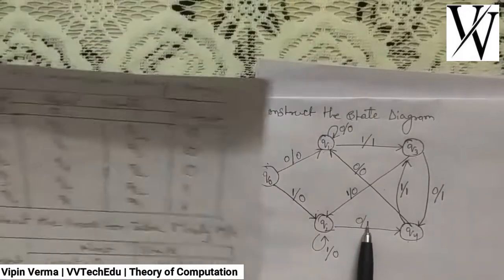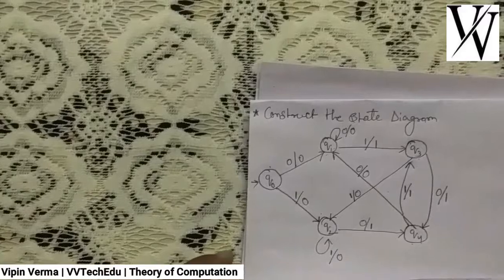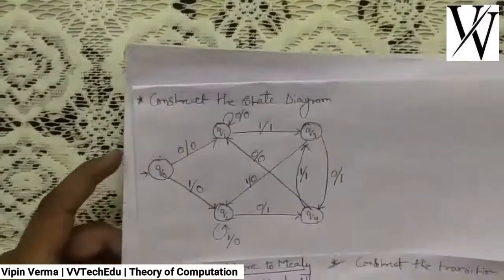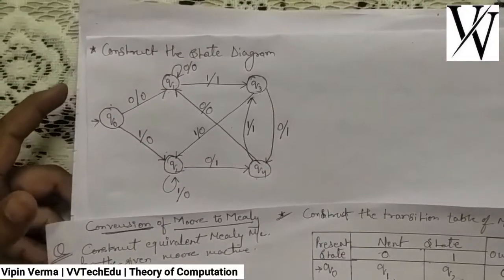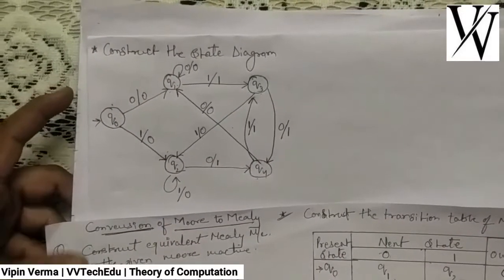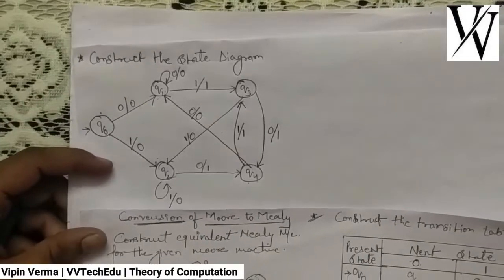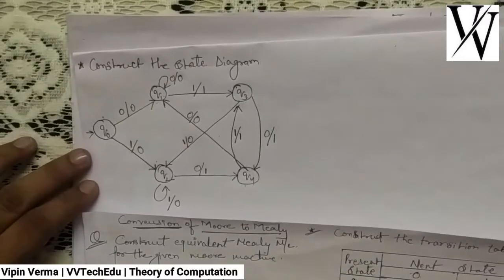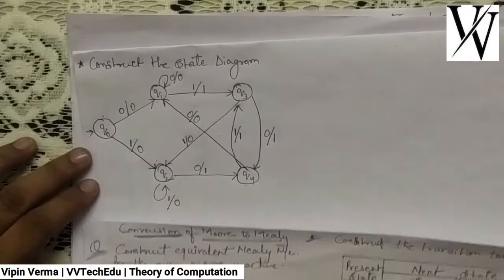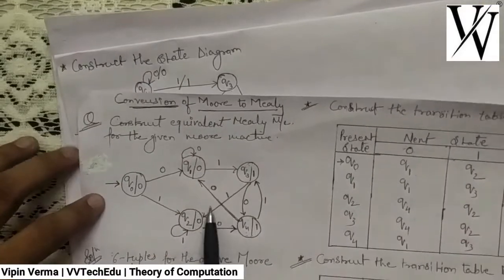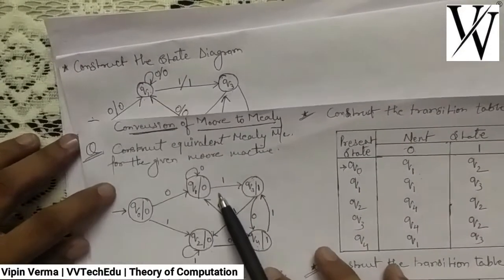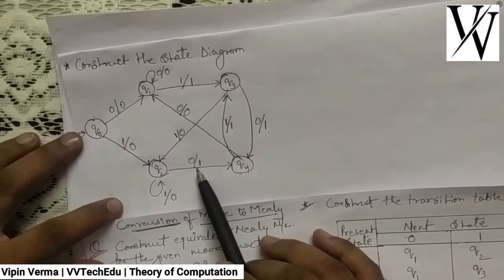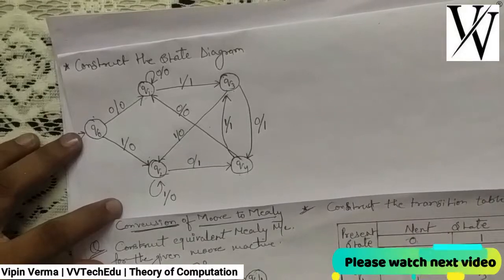Okay, so we can say we have this machine given in the question, and we have converted this machine to its equivalent. This is the machine given, and we have converted it into the equivalent Mealy machine. Okay, thank you.